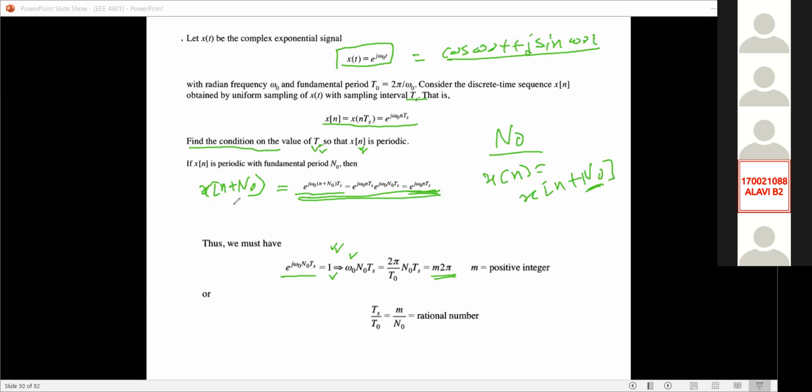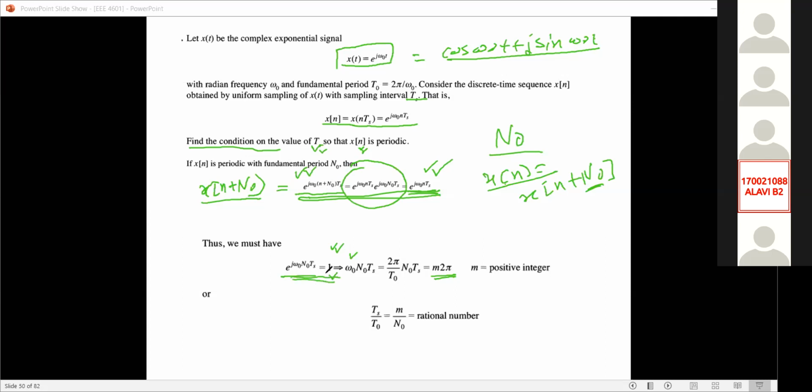Because if your signal should be periodic, then x[n plus n0] must be equal to x[n]. This is your x[n], this is your x[n plus n0]. The intermediate step is simple: you are splitting this factor into two multipliers. So this quantity should be equal to 1.